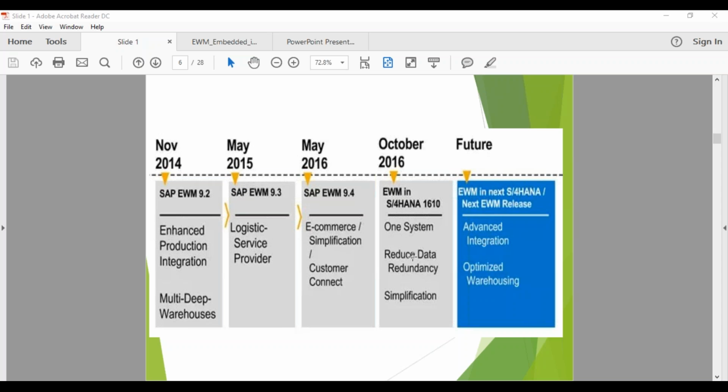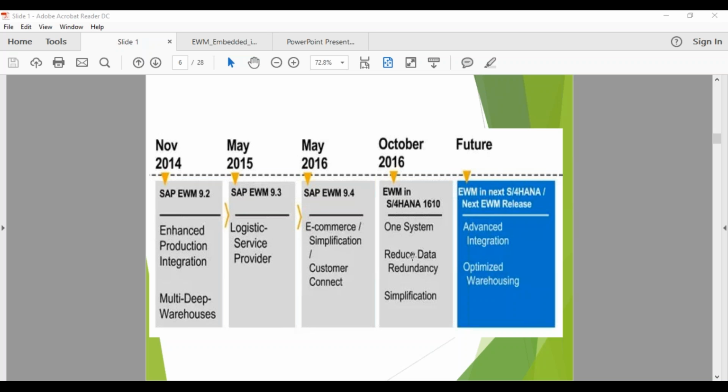Extended Warehouse Management is from 2005 onwards. In 2006, they released EWM 5, and from there the journey of EWM started. Till 7 also, we had a lot of issues with Extended Warehouse Management due to the architecture. Then 9 is a kind of stabilized version, and currently it is working as Extended Warehouse Management 9.4, and 9.5 is about to be on the cards. 9.4, the stabilized version, is embedded into Extended Warehouse Management in S/4HANA 1610.